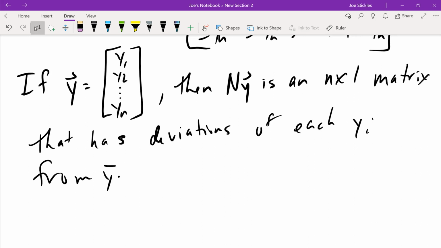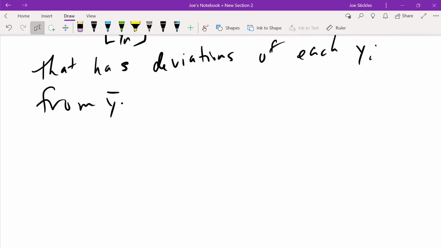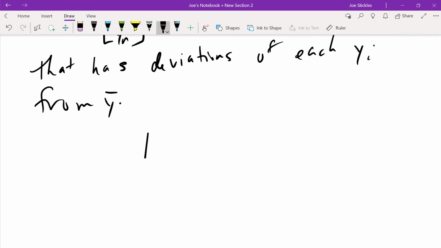This is just the deviation. Remember, we have to do the sum of the squares of the deviations to get SST, right? Okay. So to do that, let's notice something about our n matrix. In particular, let's take its transpose.